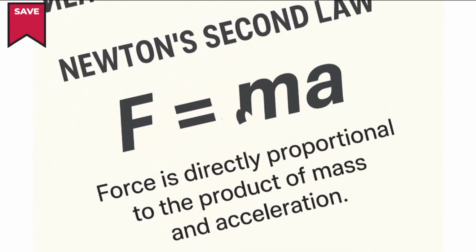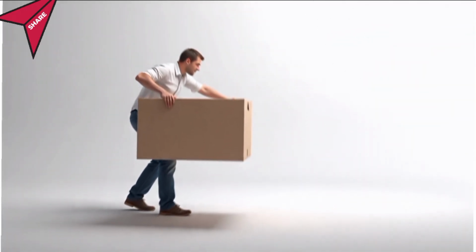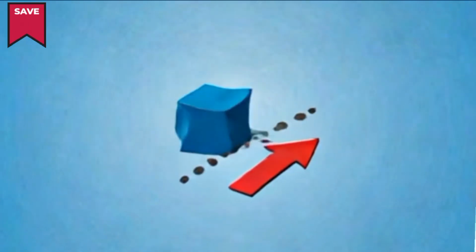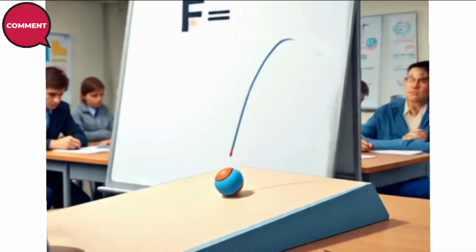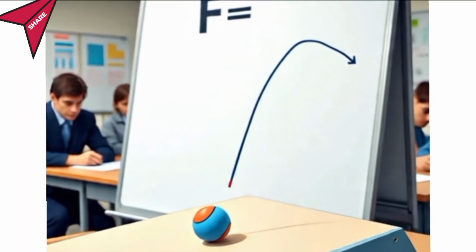Newton's second law: force, F, equals mass, m, times acceleration, a, or F equals ma. This law shows how force affects an object's motion. It helps us understand how much force is required to accelerate an object. By applying this law, we can predict and analyze the motion of objects in various situations. Mastering F equals ma is key to solving physics problems.